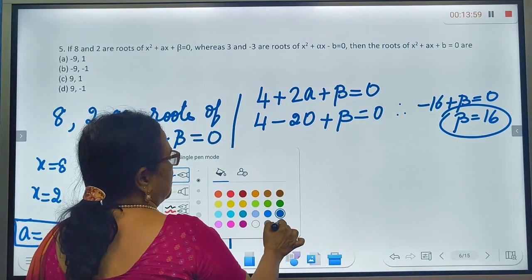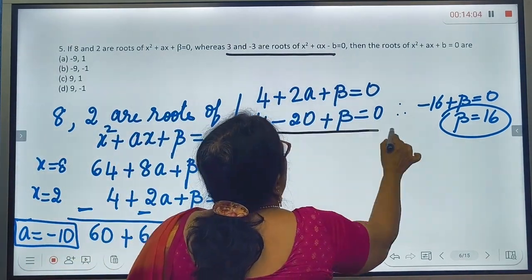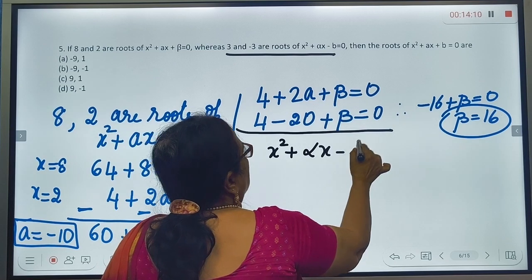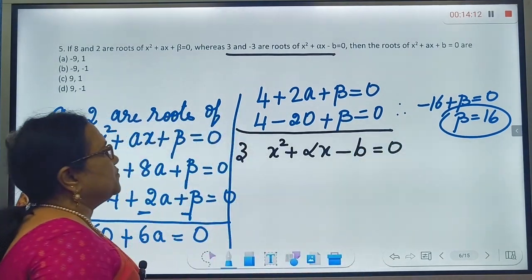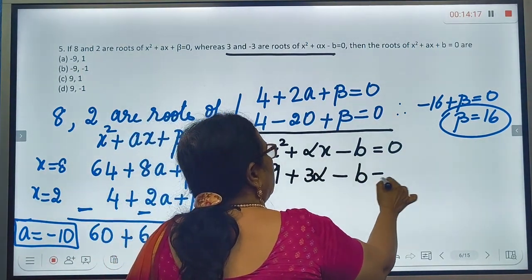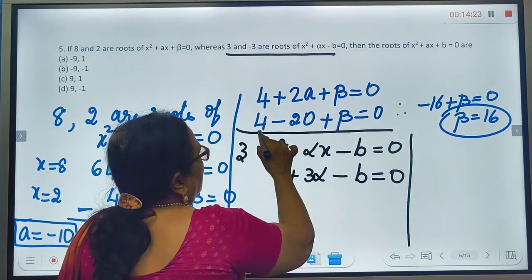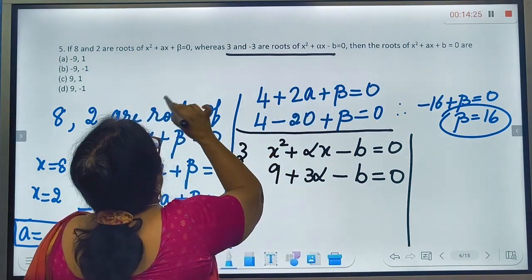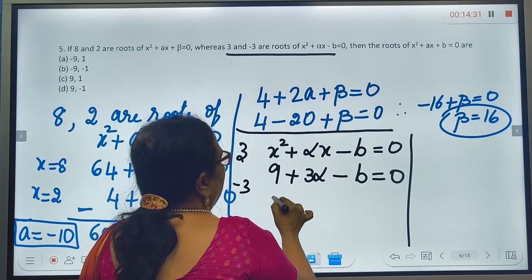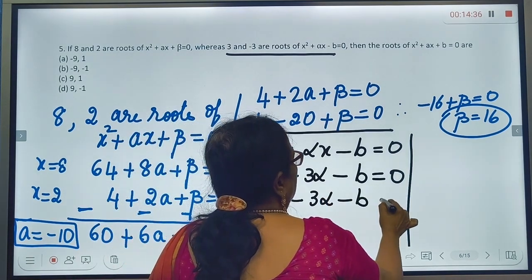We have some more information. It is given that 3 and minus 3 are roots of this equation. 3 is a root of x square plus alpha x minus b equal to 0. So substitute x equal to 3, 9 plus 3 alpha minus b equal to 0. One more fact is given. What else is given? 3 and minus 3. Minus 3 is also a root. So minus 3 square will also give me 9 minus 3 alpha minus b equal to 0.